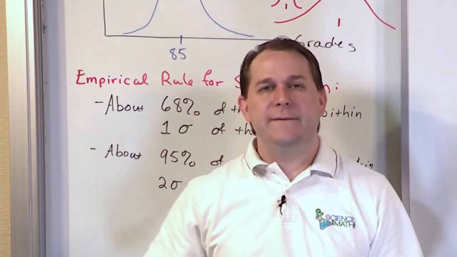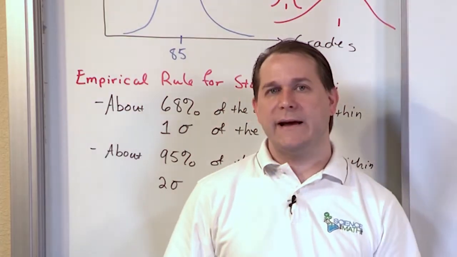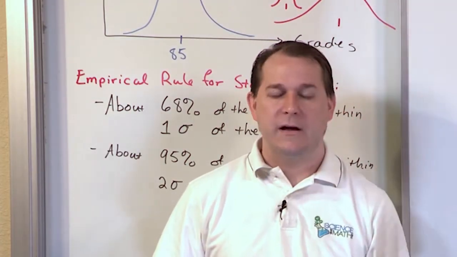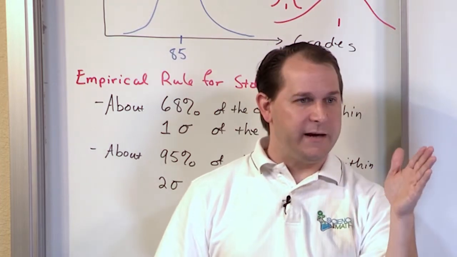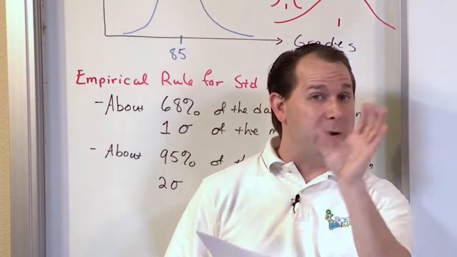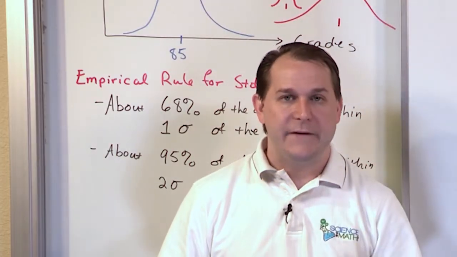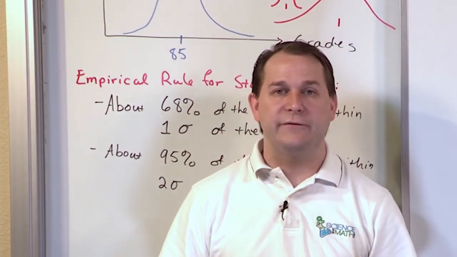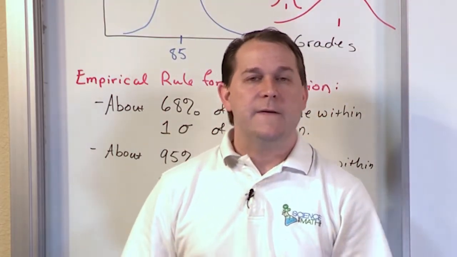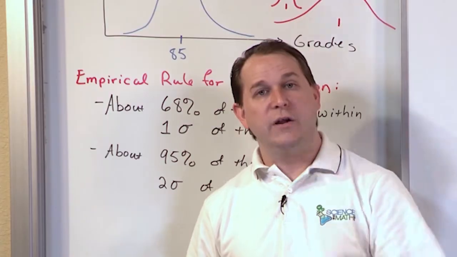So for instance, if the mean value of the grades on my exam is 50 and my standard deviation is 5, then 1 sigma is going to be from 55 down to 45. That's plus or minus 5 about my mean. That means 68% of my data is going to fall in that range.